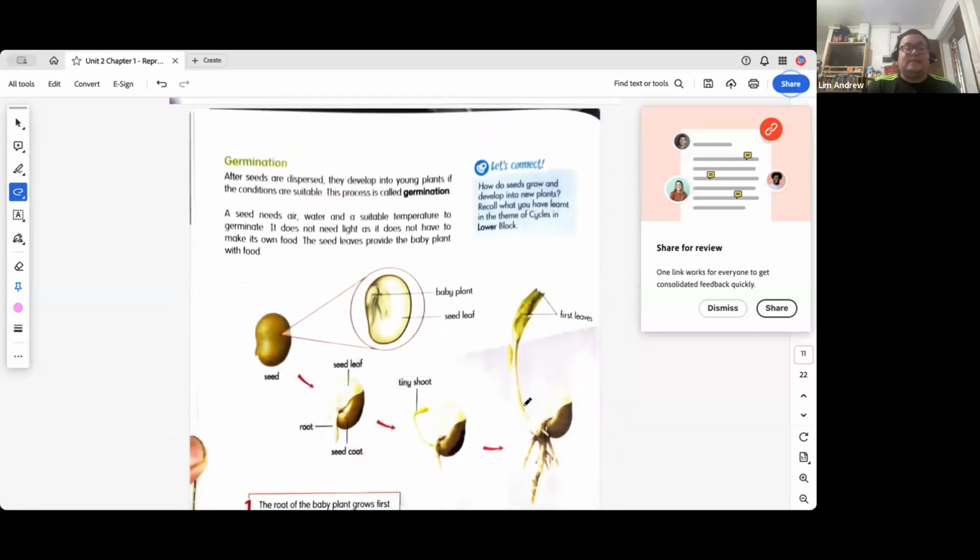So after the seed is dispersed to its respective location, the seed will begin to develop into a young plant if the conditions are right. This process is called germination. A seed needs air, water, and a suitable temperature to germinate. It does not need sunlight because it does not make its own food; the food is already put inside the baby seeds.